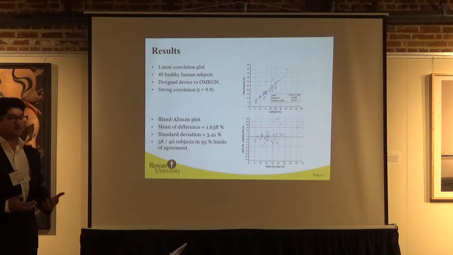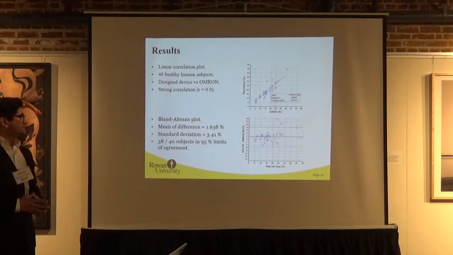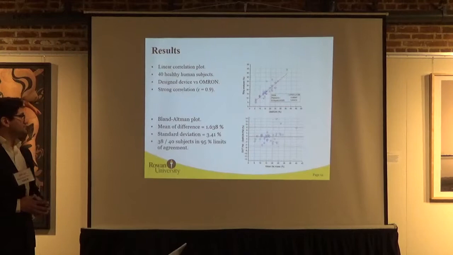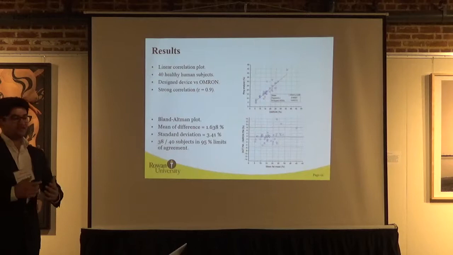One more thing that these results demonstrate is that for the majority of measurements, our device overestimates the result from the commercial one, with a mean difference of 1.63% and a standard deviation of 3.41%. This is mainly due to the electrode size difference. It can be reduced by either increasing the size of the electrode or by using additional circuitry.